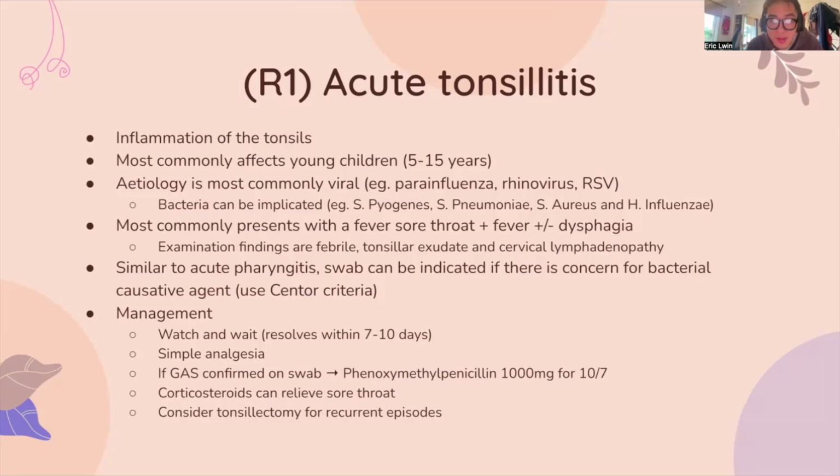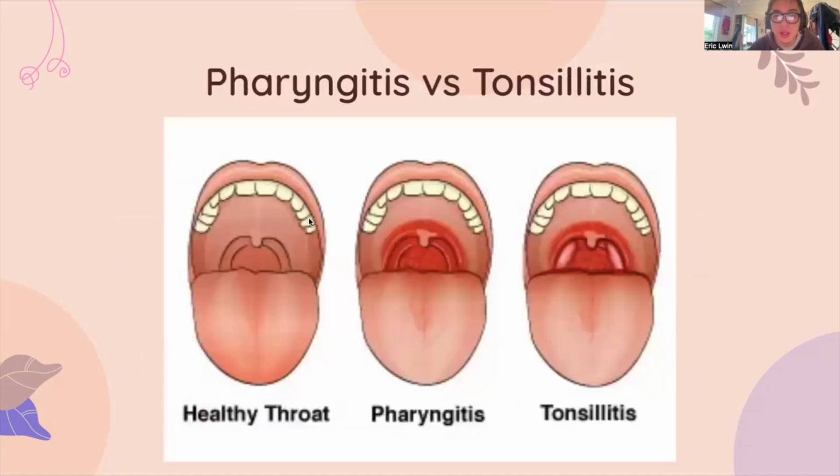If group A strep is confirmed on swab, you can give phenoxymethylpenicillin 1,000 milligrams for 10 days. I believe that is oral. And corticosteroids can help to relieve sore throat, as I mentioned earlier. If they have recurrent episodes, you would consider a tonsillectomy, but this would again be a decision made at the specialist level, so by an ENT surgeon.